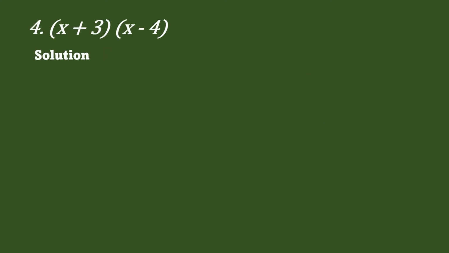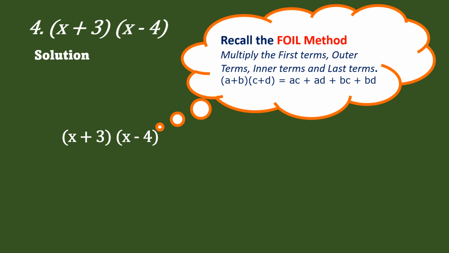To find the product of quantity x plus 3 times quantity x minus 4, let us recall the FOIL method. Multiply the first terms, outer terms, inner terms, and last terms. So we have here quantity a plus b times quantity c plus d is equal to ac plus ad plus bc plus bd.